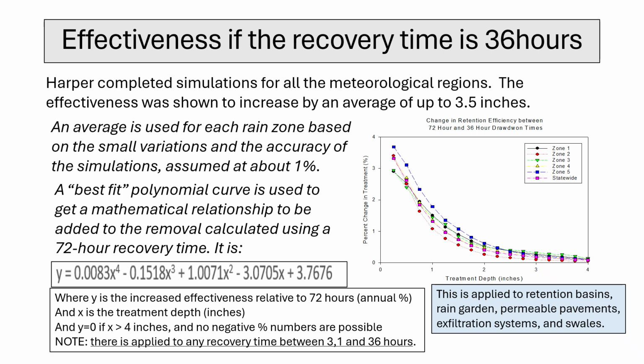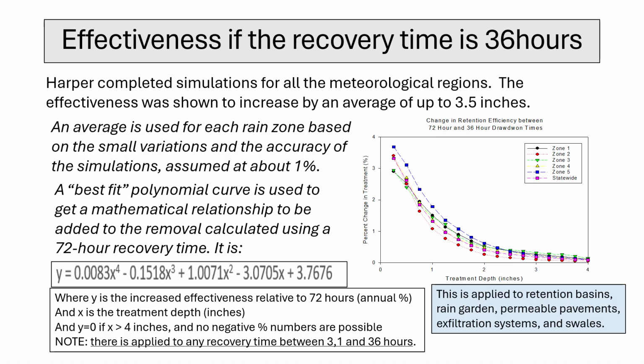Harper conducted extensive simulations across various meteorological regions to answer this. These simulations indicate that for a 36-hour recovery time, the overall effectiveness, or pollutant removal, can increase by an average of up to 3.5% compared to a 72-hour recovery. This increase approaches zero as the treatment depth reaches about 4.0 inches.